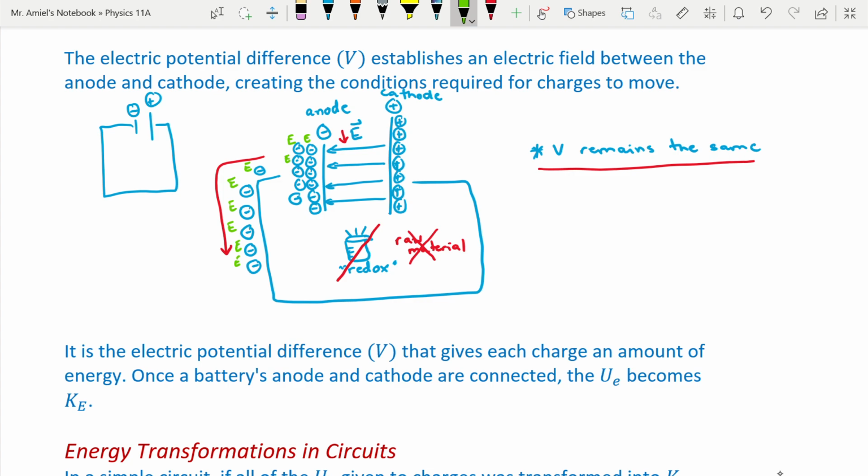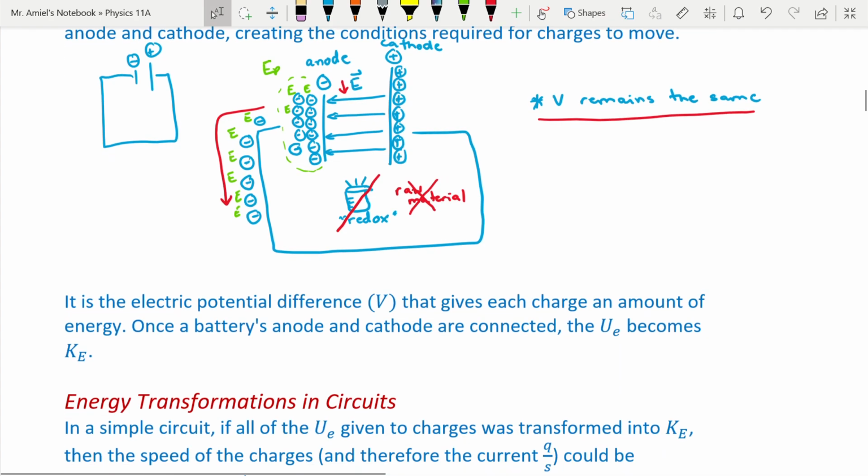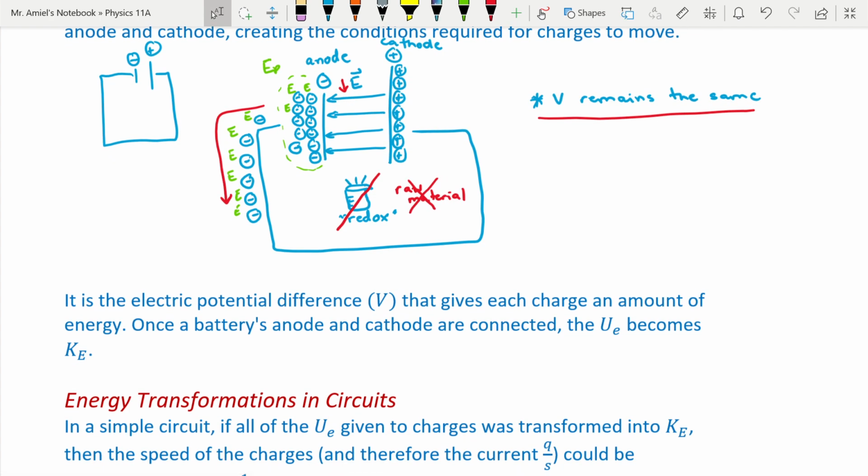But when they're sitting in here in the anode prior to this thing being connected, it is potential energy. So they're building up. There's this potential difference. It's giving these charged particles energy, but it can't do anything with that energy. It doesn't have any recourse yet. When we connect it, what happens to that potential energy? We start moving charge. And so if we start moving charge, what do we get? Well, when we start moving charge, our potential energy becomes kinetic energy.